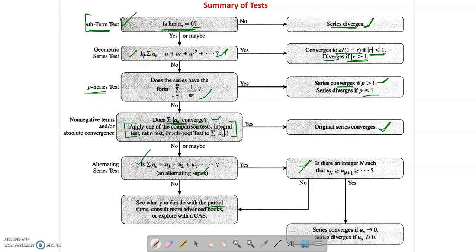But for the examples that we are discussing, it will fall into one of these categories and you'll be able to apply one of these tests. Okay, so this is the summary and that's it.